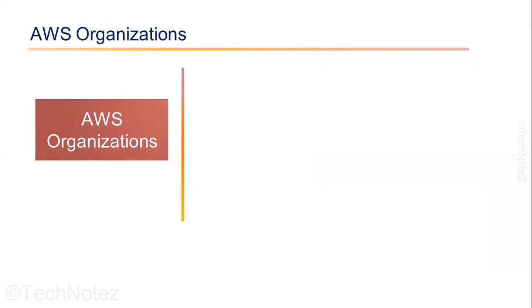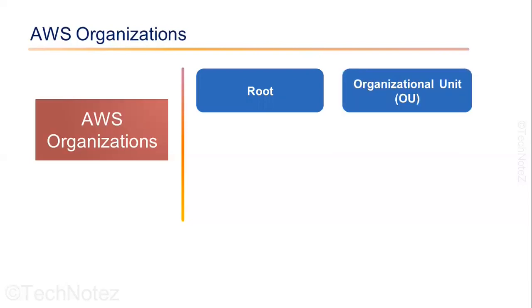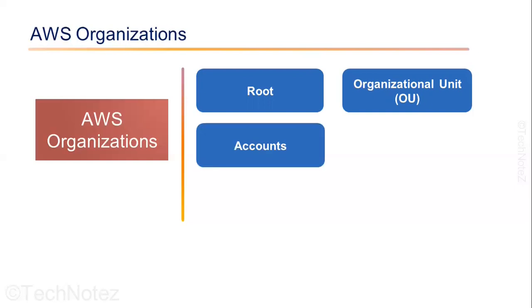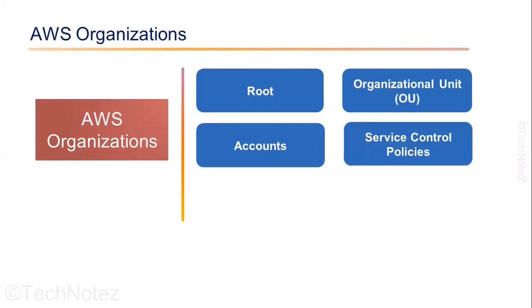Here are some of the core components of AWS Organizations. Root, the top-level container of all the accounts that are part of the organization. The root is created automatically when you create an organization. Organizational unit, a container for accounts that you want to group together for management and governance purposes. You can create organizational units to mirror your organizational structure, such as by department, business unit, or location. Account, an AWS account that is part of your organization. Service control policies, or SCPs, are policies that you can apply to organizational units or accounts to manage permissions and access to AWS services and resources.